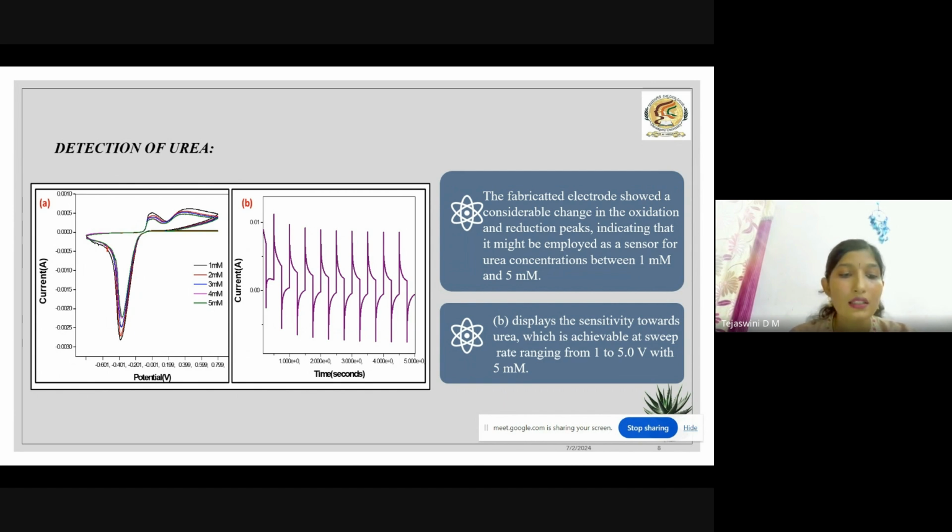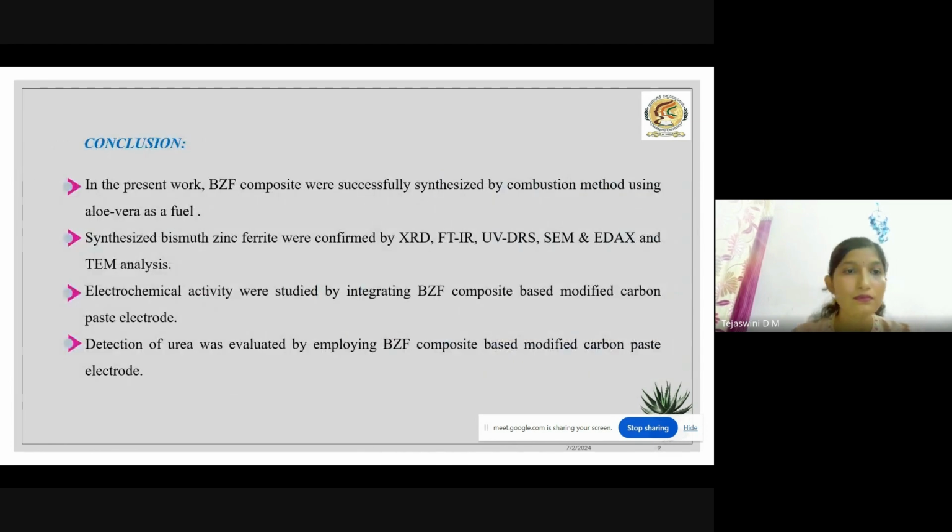As an outcome, the bismuth zinc ferrite nanocomposite-based, modified carbon-based electrode displays a significant improvement in electrochemical activity at 1 molar HCl as a suitable electrolyte.